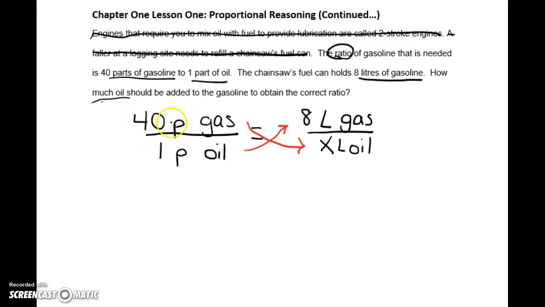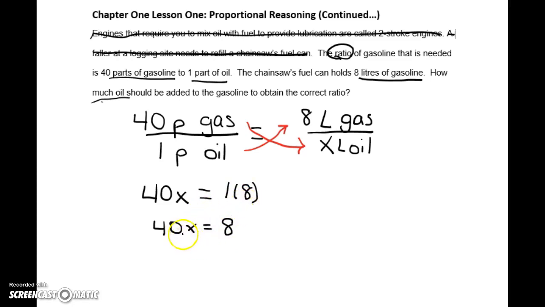So here we have 40 times x, which we can rewrite as 40x, and we have 1 times 8. So we can go ahead and clear up this multiplication. If you want to skip that step, that's absolutely fine. So you have 40x is equal to 1 times 8, which is 8.